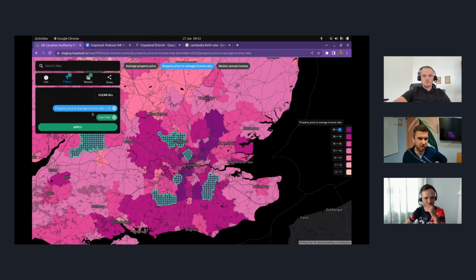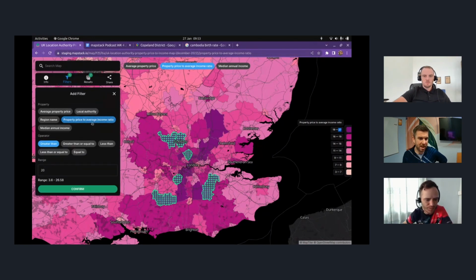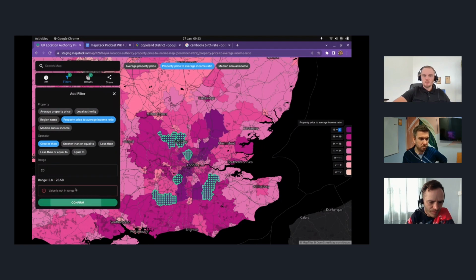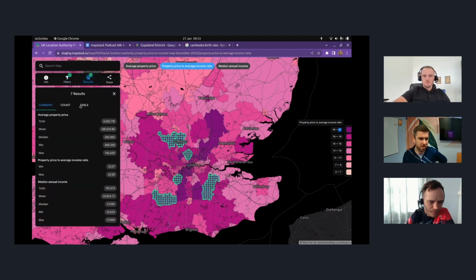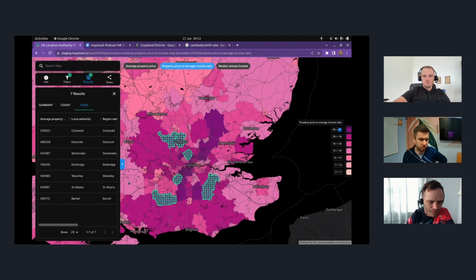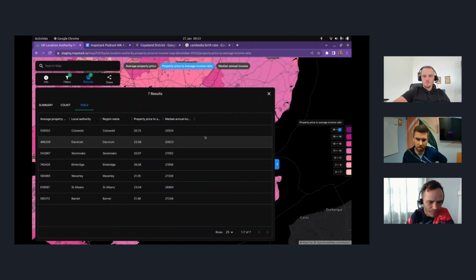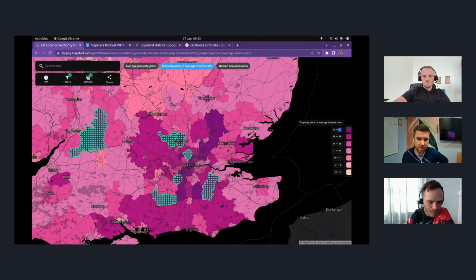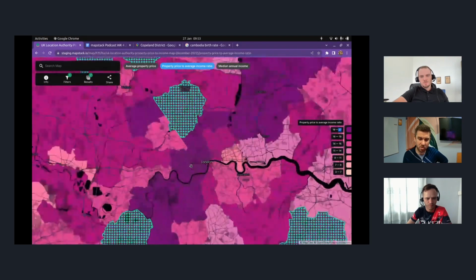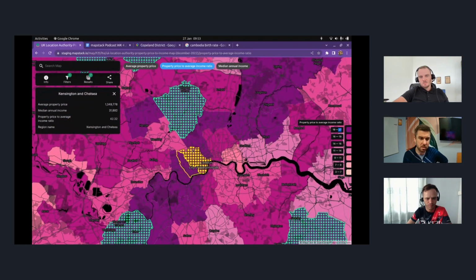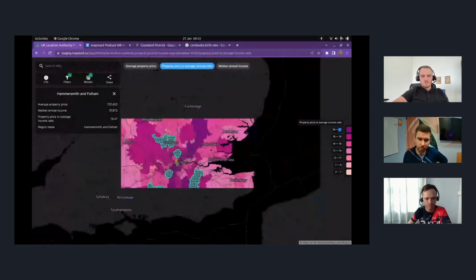So let me go back. Let's make sure I've done the filter correctly: property price to average income ratio is greater than 20. I should have those. Let's look at those results in the table. Yeah. Okay, I didn't look at the data. The one thing I think might have happened is maybe in the data set I had, those were for the nerds, maybe these areas were put in as strings, not as numbers, so they haven't been included. I'll have a look at that after the show.